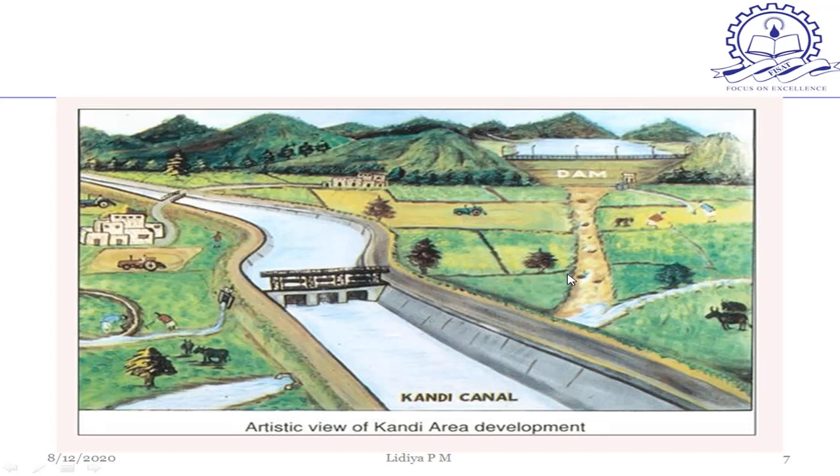So for the design of the canal system, we need to identify what the requirements of that area are. That is based upon the type of crop, crop period, then intensity of irrigation. So considering all these factors, we have to design the canal system. So this also comes under water resource engineering.